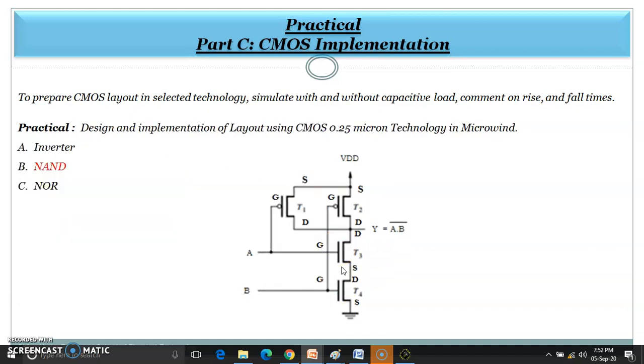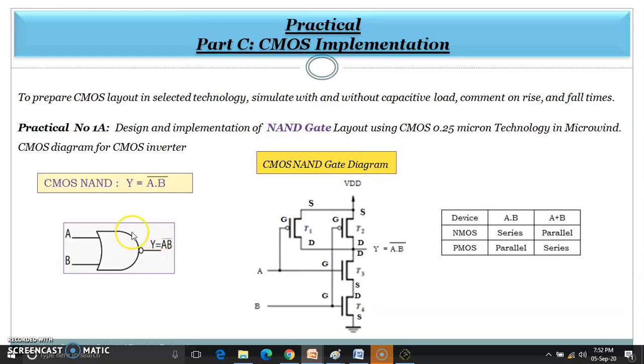Now, before going towards the MicroWin, I just want to tell you how this diagram has been drawn and how to see whether the implemented diagram is right or not using a truth table. So here is the CMOS NAND gate, which is the normal logical symbol, and the equation for the two input NAND gate is (A into B) whole complement. That is the complement of the AND gate output.